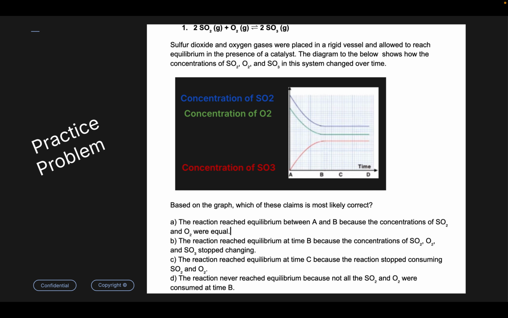Option D says that the reaction has never reached equilibrium because not all of the SO2 and O2 was consumed at time B. We know that the reaction has reached equilibrium, so it's already wrong. Also, the reactants don't have to be completely consumed to have reached equilibrium. So that's another reason why option D is out. So option B is the right answer.